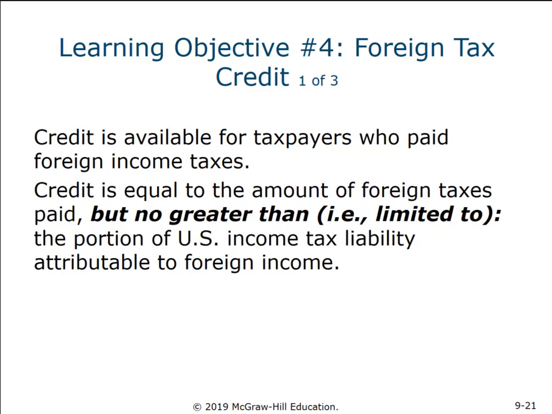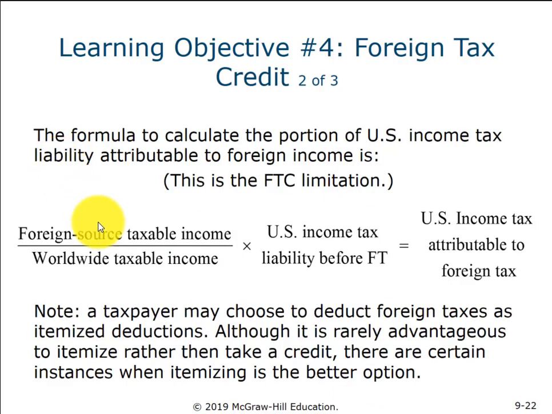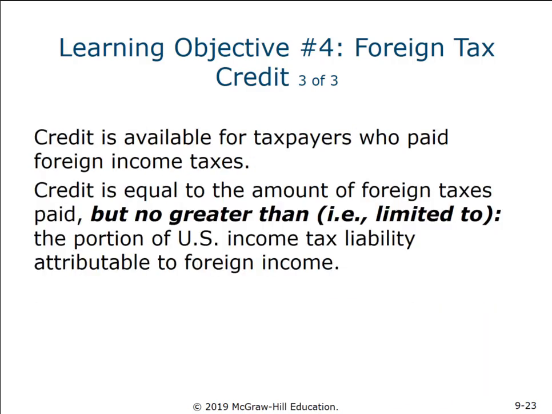That's basically the idea. So this is how you calculate it. You take your foreign source taxable income, divide by all of your taxable income. You multiply that by your tax liability, what you owe on all your income. So you first calculate your tax on all your income. That gives you the tax attributable to that foreign income. Then you compare that amount to what you actually paid, and the lower of those two amounts is your credit.